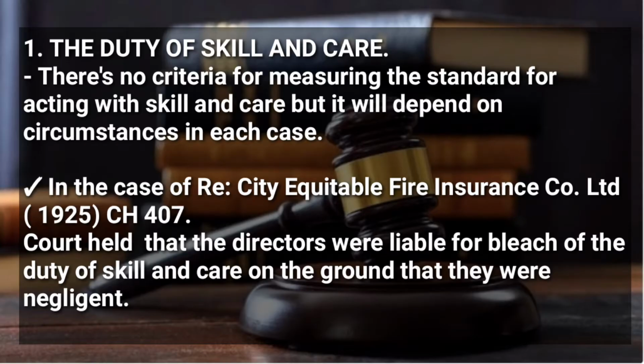And this was seen in the case of City Equitable Fire Insurance Company Limited in 1925, Chancery Division 407, where a court held that directors were liable for breach of the duty of skill and care on the grounds that they were negligent. So directors are not supposed to be negligent when they're doing the company work. They are supposed to act with skill and care.